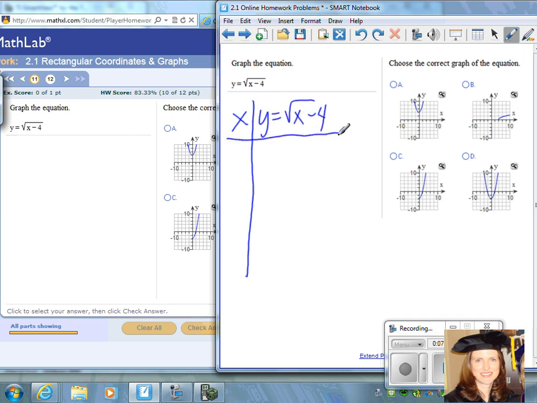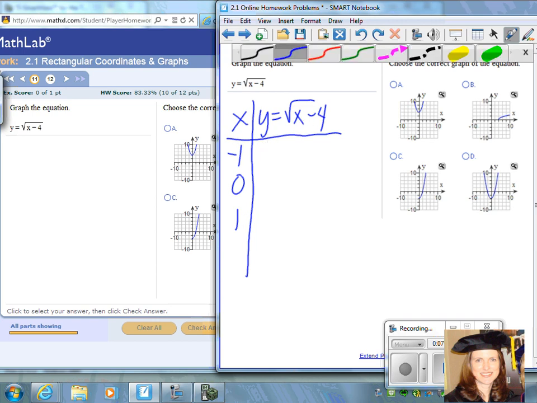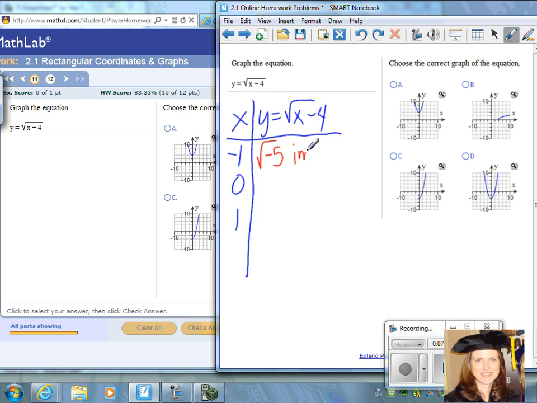Again, I typically try to do some negative numbers. Let's say negative 1, 0, positive 1, and start plugging in some values. But I'm going to run into a problem here. If I plug in a negative 1 for x, the answer I get is negative 1 minus 4, the square root of negative 5. This is imaginary. We are not going to be able to graph this.